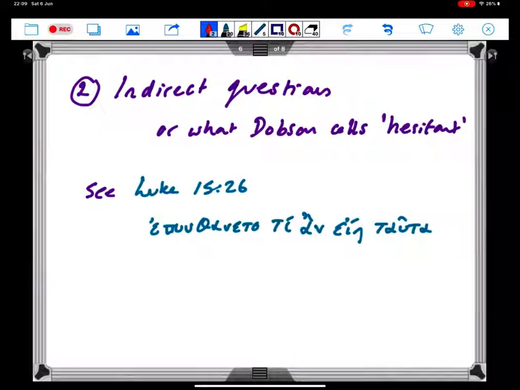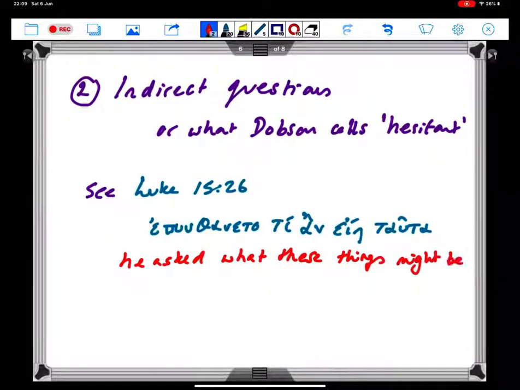You're also going to see it in indirect questions, or what Dobson calls hesitant questions. And a good example of this is Luke 15:26. He asked what these things might be. He asked what was going on. Any kind of question that is hedged by being made indirect or vague, or trying to save face by being more polite and using more indirect ways of expressing it, may well need the optative. They don't have to, but they may well.